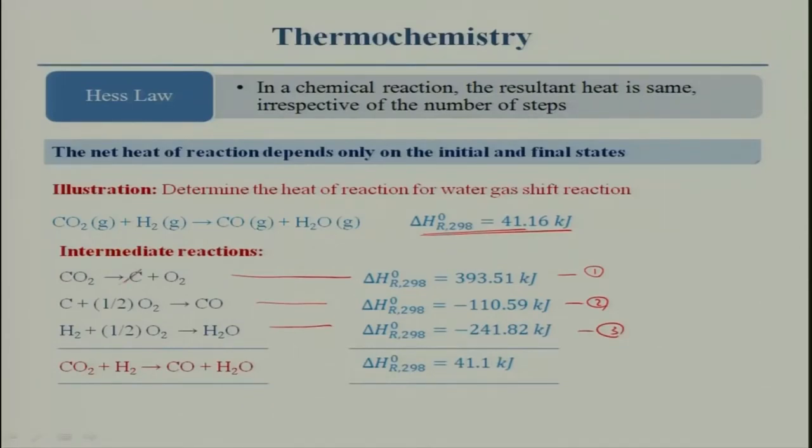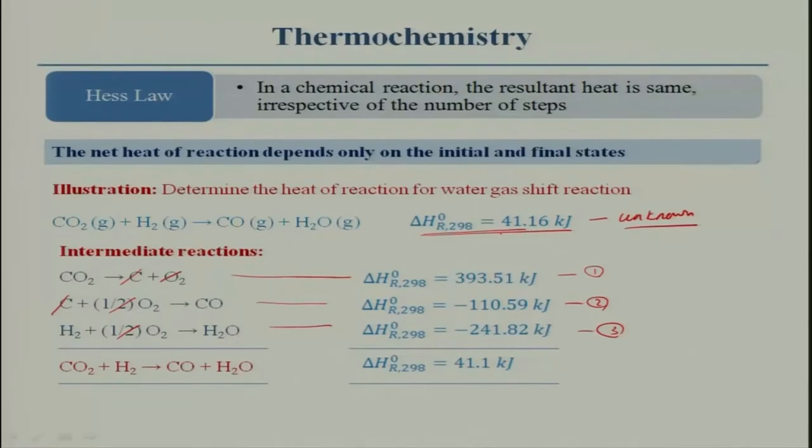If you look, this cancels out, and these two cancel with these, and we get nothing but CO2 plus hydrogen going to the products CO and water. And if I sum all these three together, I will get 41.16 kilojoule, right? Suppose it is unknown, then I can find it out by these intermediate reactions, applying Hess's law very easily. Are you getting my point? The application of Hess's law. As I told, this comes from the first law of thermodynamics.